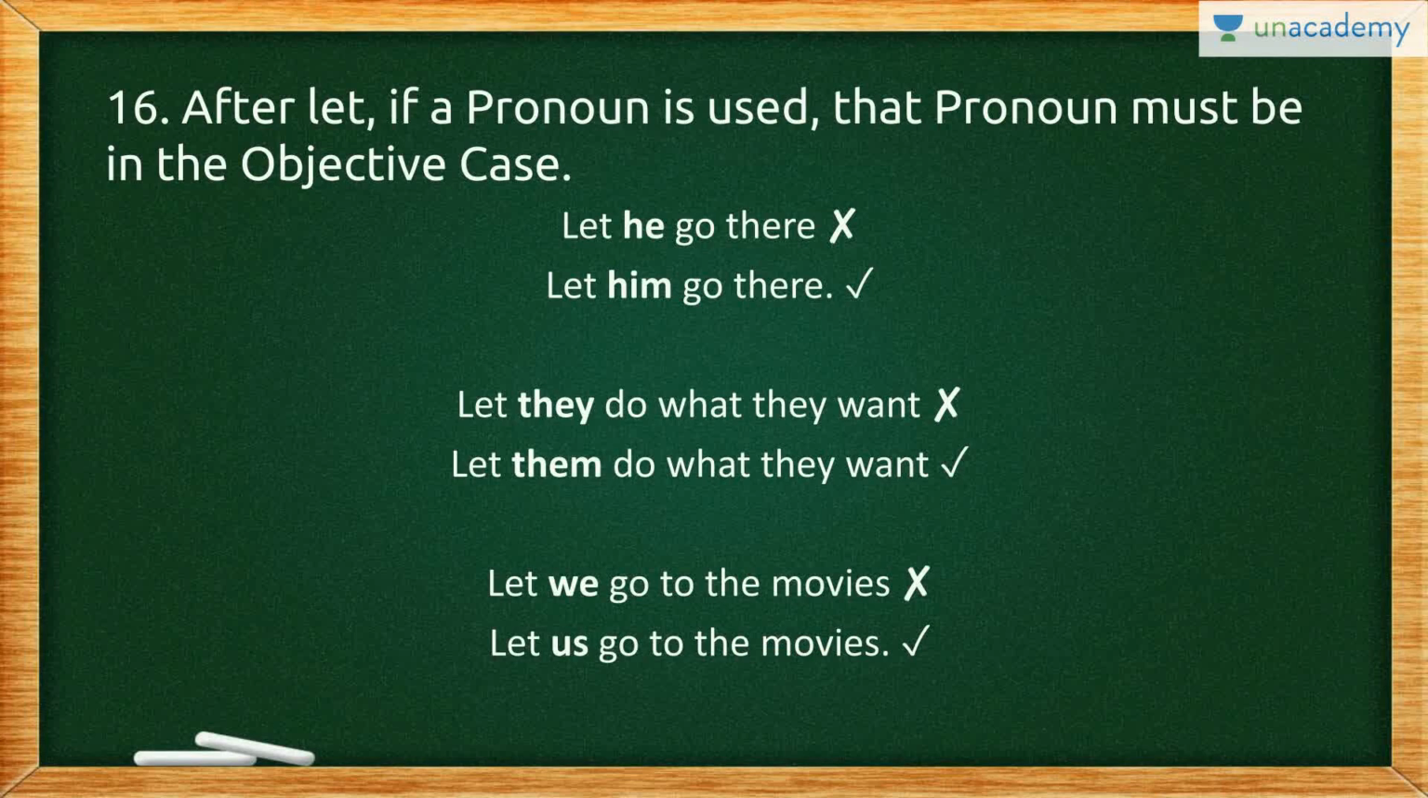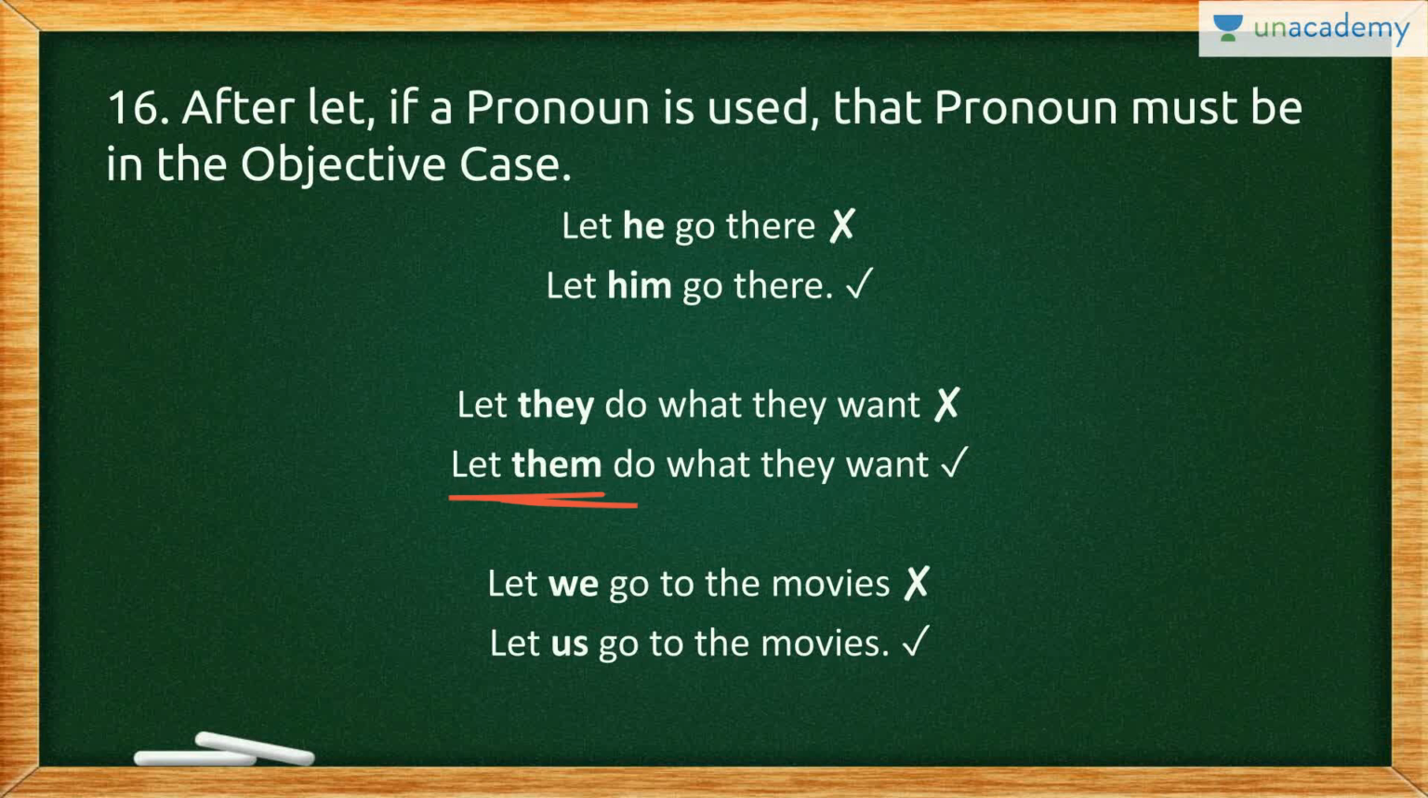Now, the next rule is that after let, if a pronoun is used, that pronoun must be in the objective case. I hope you guys are clear with objective, possessive, and subjective case by now. So, after we use let, we use the objective case. Let he go there. Now, subjective case here. So, instead we use objective case. Let him go there. Similarly, let they do what they want. We can't use they. The objective case of they is them. Let them do what they want.